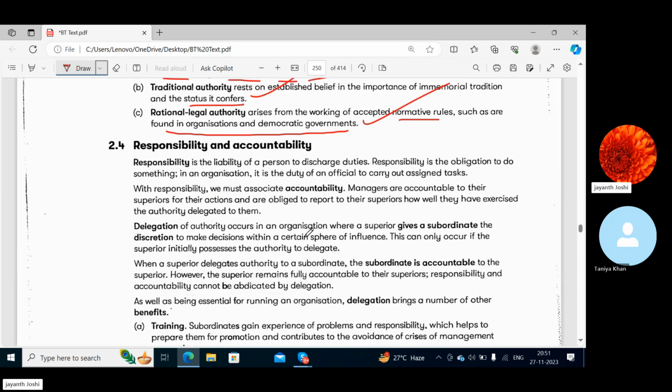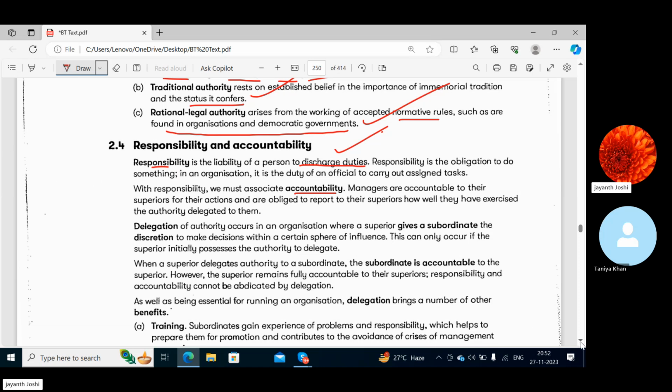Responsibility and accountability. We already discussed that responsibility is someone taking charge, saying yes, whatever is done, I am the one who is going to accept it. Responsibility is a liability of a person to discharge duties. Accountability is nothing but accepting whatever has been done under them.